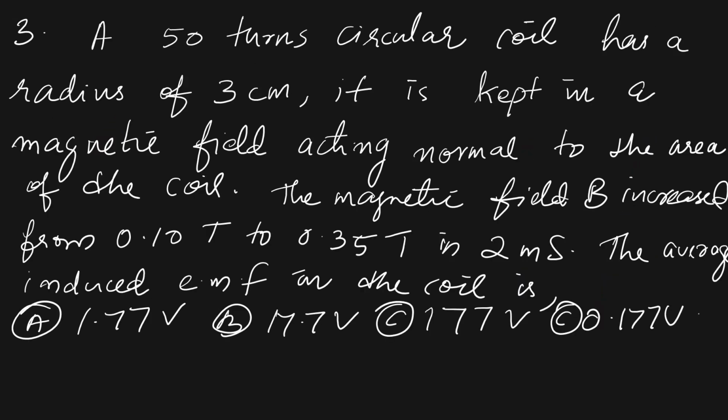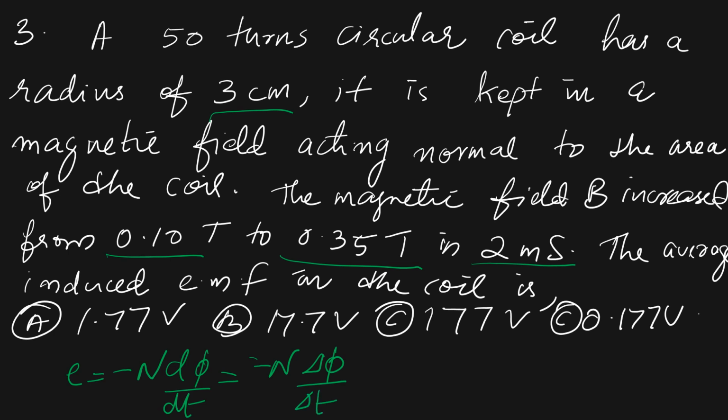A 50-turn circular coil has a radius of 3 centimeter. It is kept in a magnetic field acting normal to the area of the coil. The magnetic field is increased from 0.1 to 0.35 Tesla in 2 milliseconds. The average induced EMF in the coil is? Equation for EMF is E equal to minus d phi by dt. If there are n number of turns, then minus n into d phi by dt, or we can write minus n into delta phi by delta t.